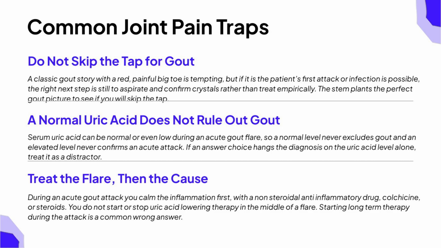Third, treat the flare first and worry about the long-term cause later. During an acute attack, you calm the inflammation with an NSAID, colchicine, or a steroid. You do not start uric acid lowering therapy in the middle of a flare, and you do not stop it if the patient is already on it.